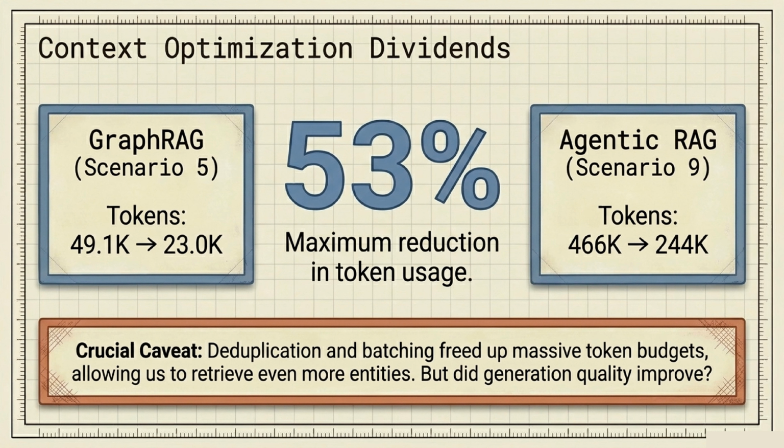These optimizations pay massive dividends. We saw a maximum reduction in token usage of 53%. For instance, agentic RAG dropped from 466K tokens down to 244K. This freed up massive token budgets, allowing us to retrieve even more entities. But the big caveat is, did generation quality actually improve?